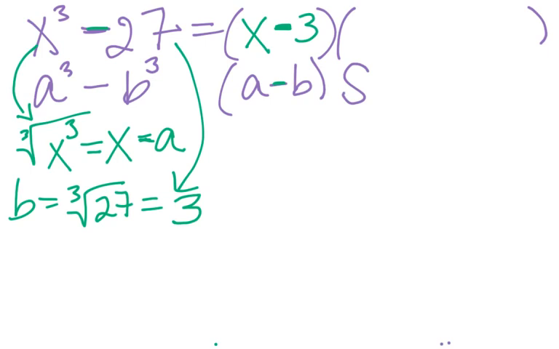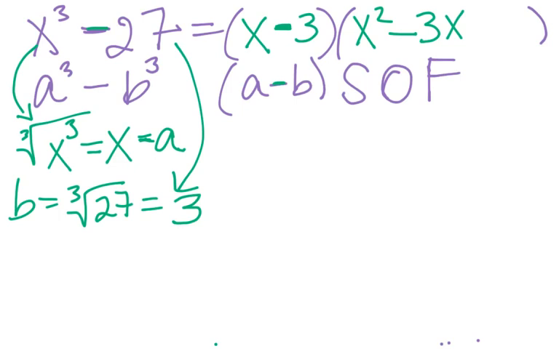So square the a value. In this case, our a value is x, so it's x squared. Then use the opposite sign, so minus. Then F means multiply the factors, so a times b. In this case, our a value is x and our b value is 3, so this is 3x.